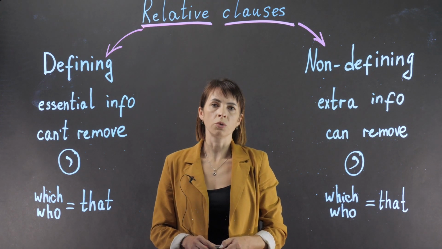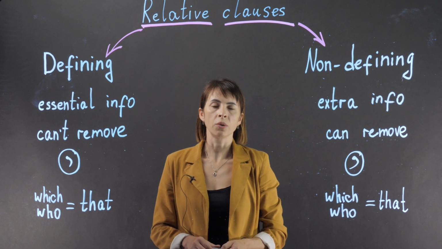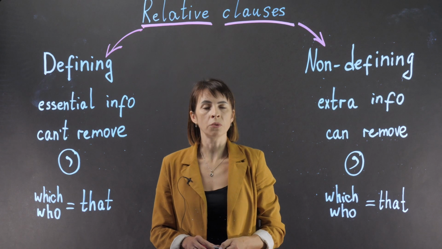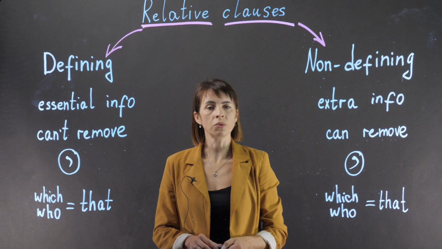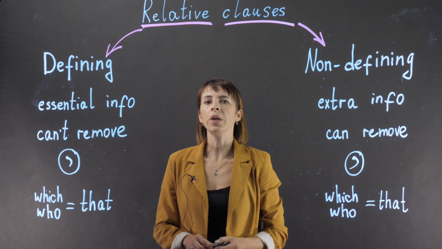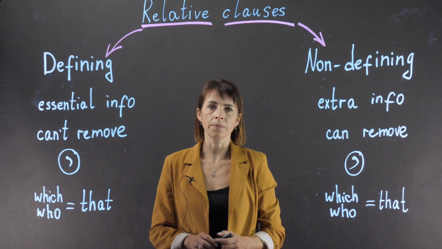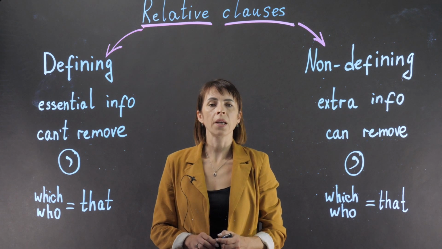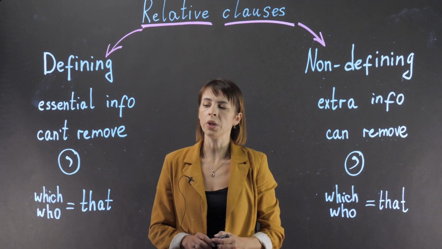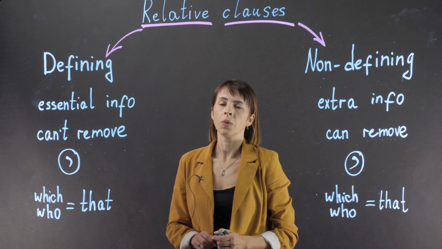Defining relative clauses give essential information about something. If we remove this information, we don't understand the sentence. We don't use commas in defining relative clauses. And we can replace which or who with the relative pronoun that.